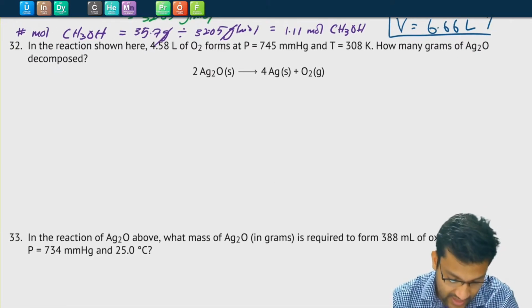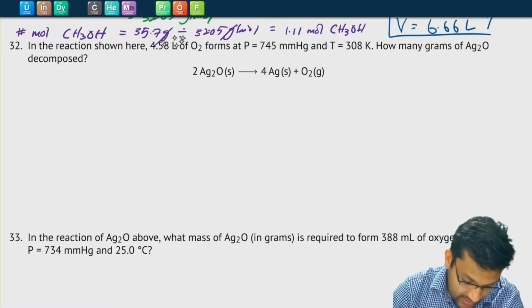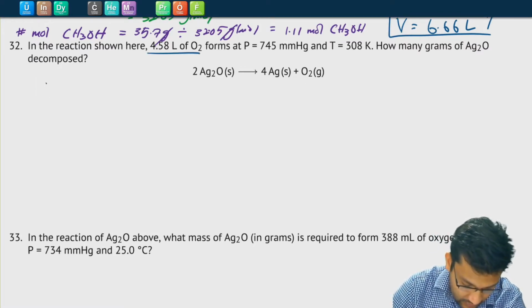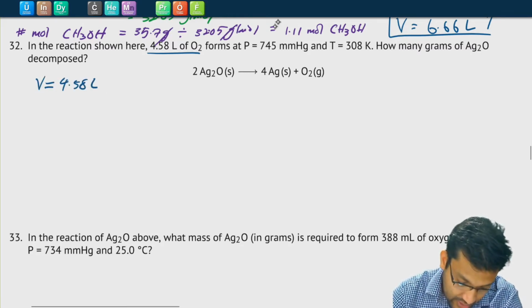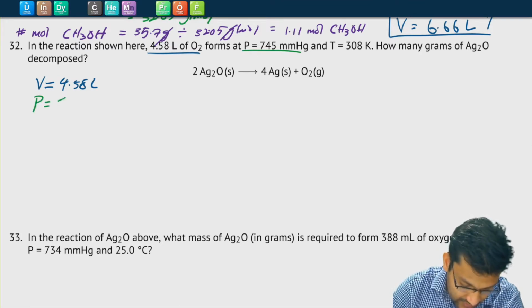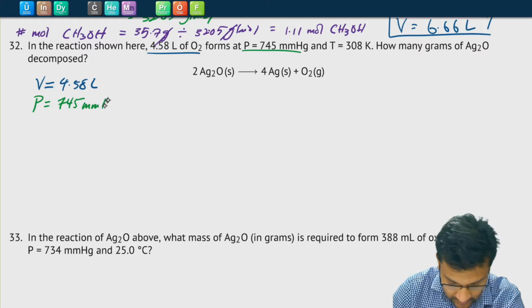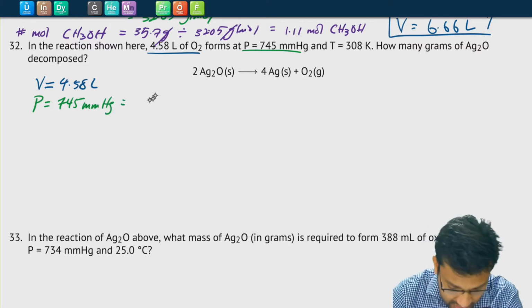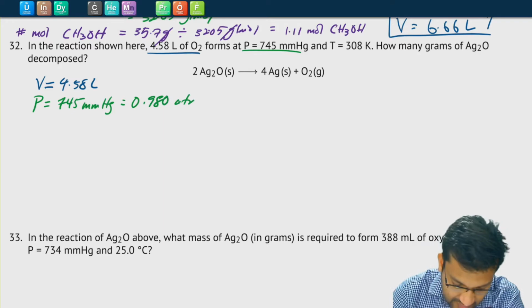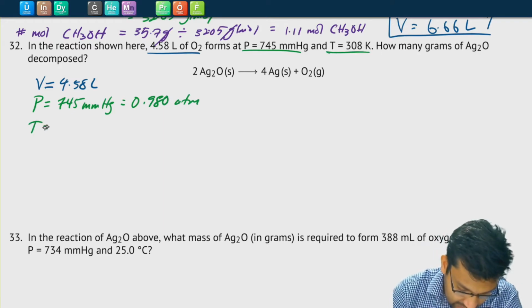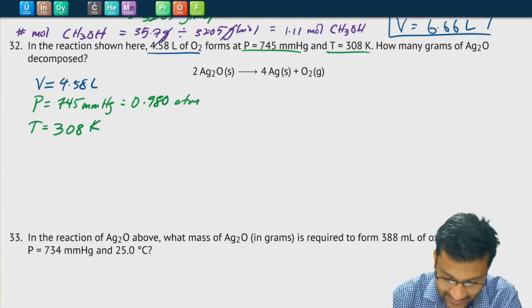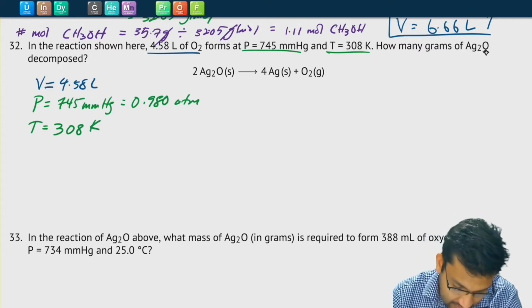Okay, so in this reaction, we have silver oxide decomposing to give us silver and oxygen gas. Here they give us the liters of oxygen, so that's our volume, right? 4.58 liters. They give us the pressure. Pressure is 745 millimeters of mercury, which we need in atmospheres, so this comes out to 0.980 atmospheres. They give us a temperature in Kelvin. That's nice of them. And by them, I mean me. I'm just joking. Okay, and they want us to know the mass of silver oxide.